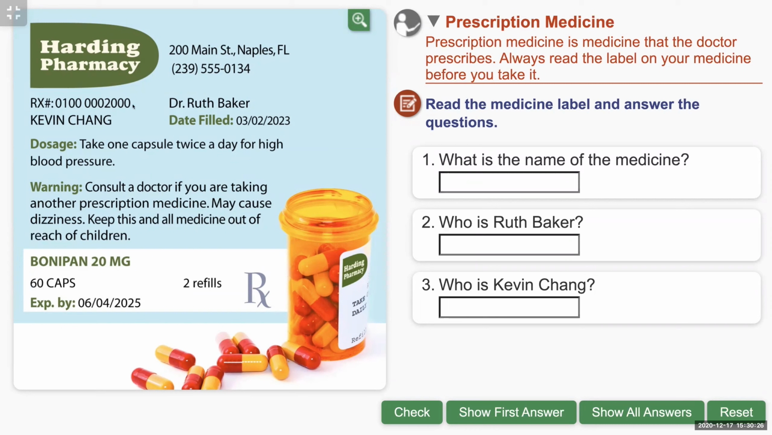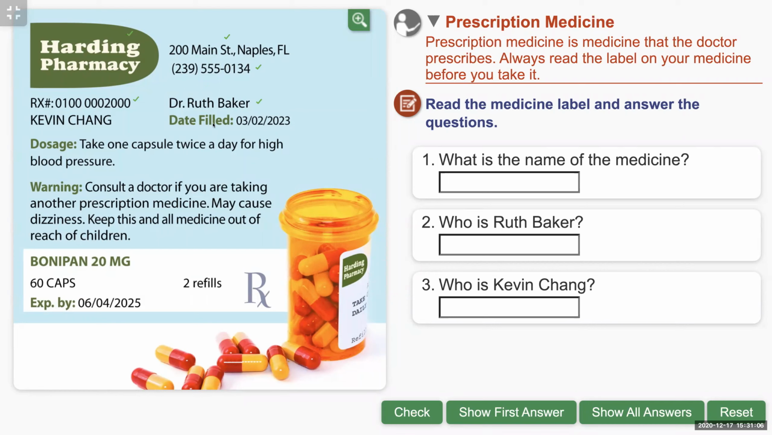I'm going to read the information on the left side. So the first thing that we see is Harding Pharmacy. We have the name of the pharmacy. Okay, we also see the address, 200 Main Street, Naples, Florida. We also see the phone number, 239-555-0134. We see the prescription number, 0100002000. We have the name of the doctor, Dr. Ruth Baker.